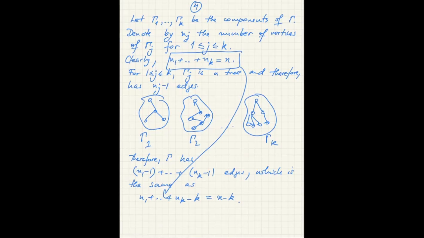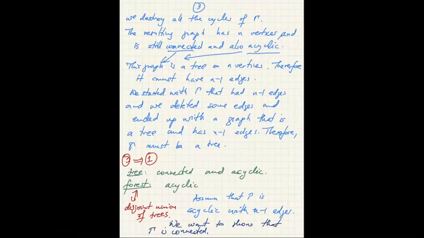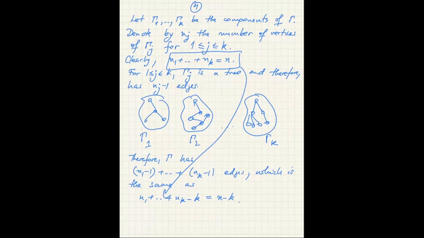So gamma has n minus k edges, but our hypothesis also told us that gamma has n minus 1 edges. So thus, n minus 1 must equal n minus k, which means that k equals 1. Hence, k equals 1 means there is one component in gamma, and that means gamma is a tree. Okay, and that's it.